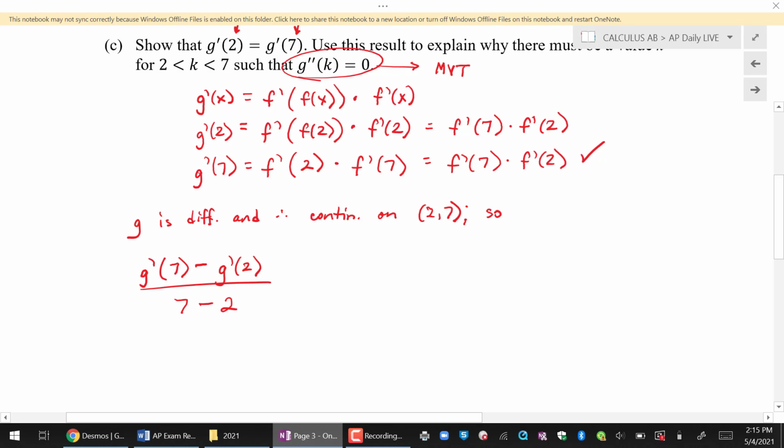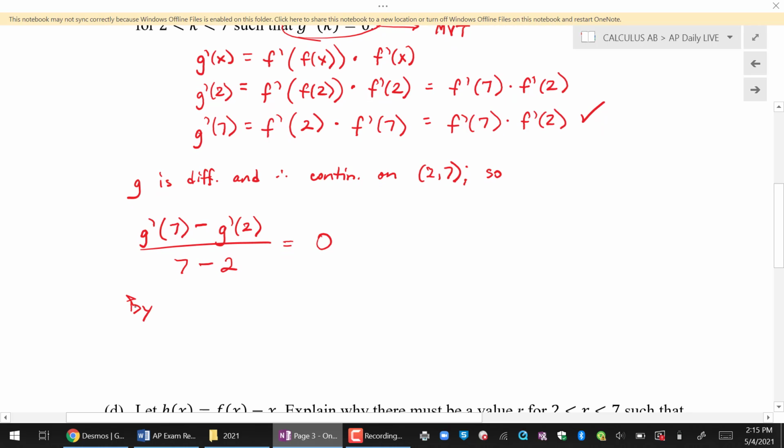But wait a minute, we just said that g prime of 2 and g prime of 7 are the same, so I basically have a numerator of 0, meaning that entire difference quotient is going to go to 0. And that's exactly what I was trying to prove. So conclusion, we'll say by MVT, there exists a value k on 2 to 7 where the second derivative, g double prime of k, is in fact 0.